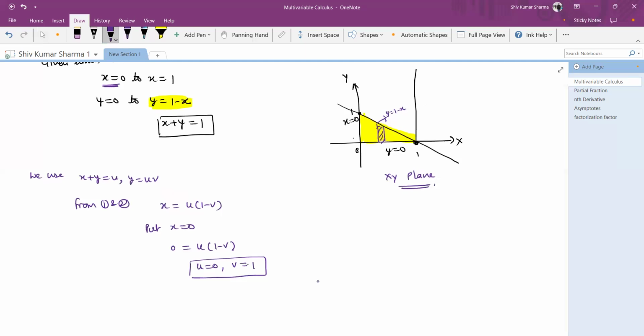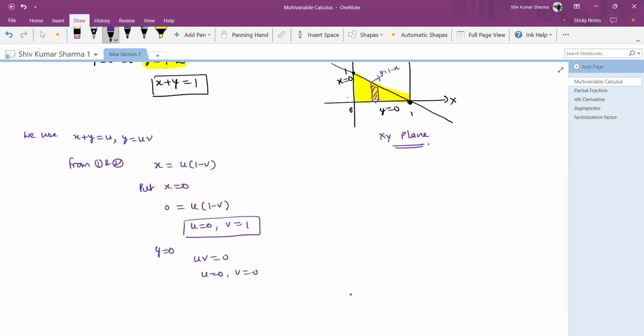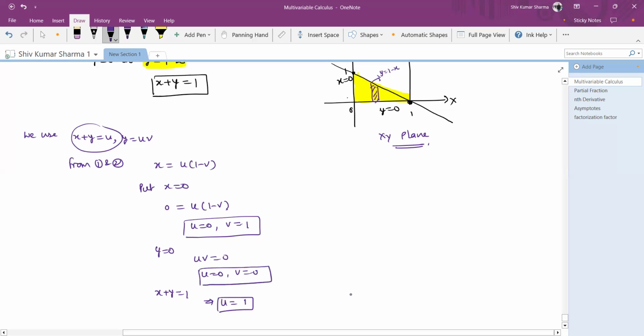When we talk about y equal to 0, this gives us u into v is equal to 0, so u equal to 0 or v equal to 0. Third one, we put x plus y is equal to 1. Here we have x plus y equal to u, so directly we can write u equal to 1. So the limits are clear: the limits of u are from 0 to 1 and the limits of v are also from 0 to 1.